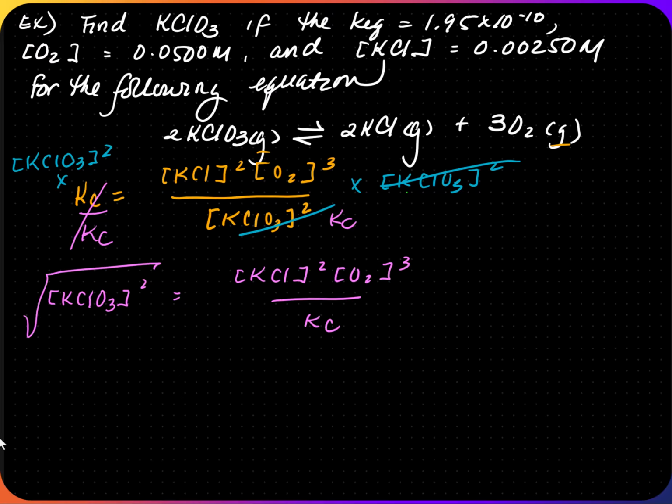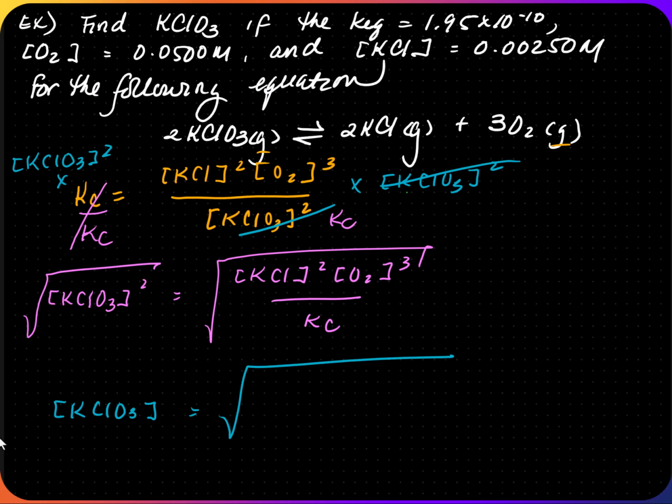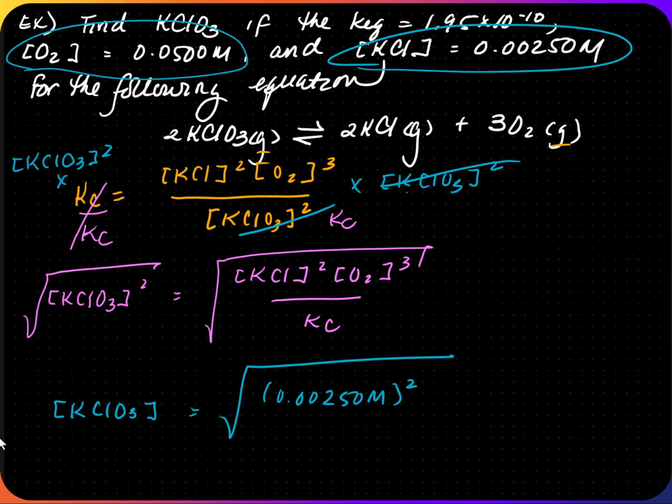I need to take the square root of both sides, and so it becomes KClO3. I plug in. KCl is given right here as 0.00250 molar, and I need to square it. My oxygen is given as 0.05 molar, and that needs to be cubed. And then my Kc was given as 1.95 times 10 to the negative 10th. If you plug in and do all the math, you should get exactly 2.